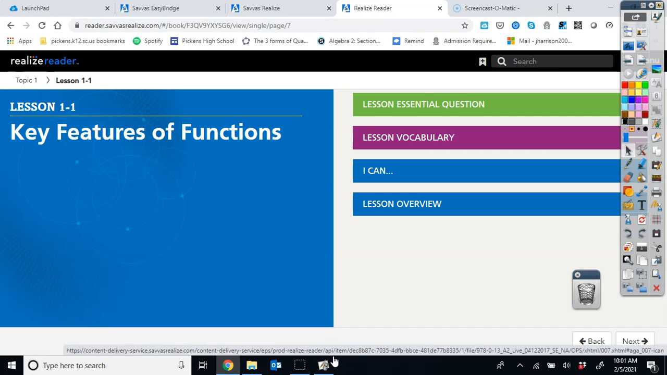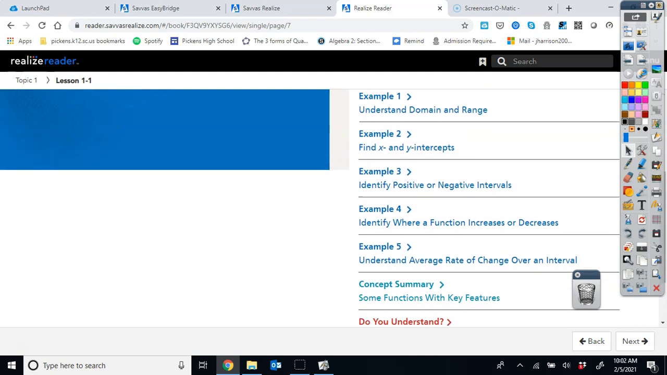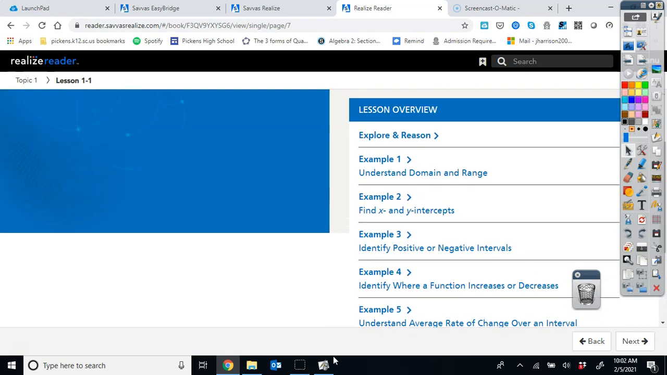Like I said, when I assign you something online, you can just click straight on the assignment and you'll be fine. Also, I'm not expecting you to read through the textbook necessarily. But when you click on lesson overview, just like you clicked on topic overview, it gives you all the little examples from the lesson. So if you ever get home and Mr. Harrison has done some examples in class and you want some extra ones, they're usually here.